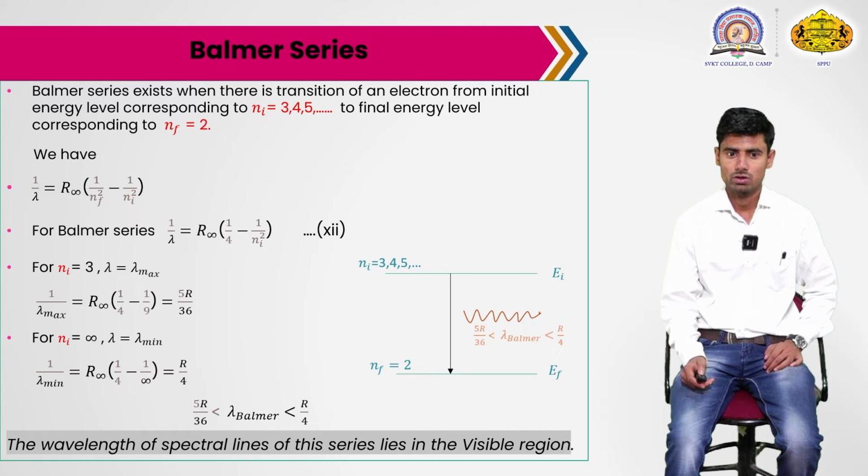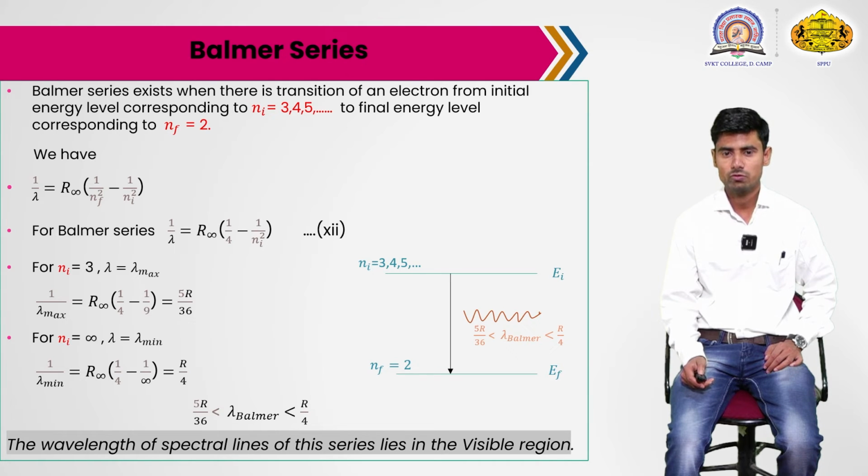Now here you can observe that for the Balmer series, if I substitute the value of Nf as 2, I will get 1 by lambda equals R infinity times 1 by 4 minus 1 by Ni square. And by using this equation I can find the minimum and maximum wavelength for the Balmer series. To find the maximum wavelength, I have to substitute Ni equals 3, and I will get 1 by lambda max equals R times 1 by 4 minus 1 by 9, which comes out to be 5R by 36.